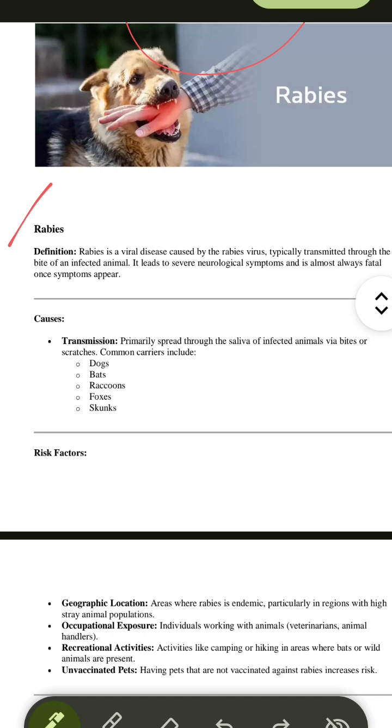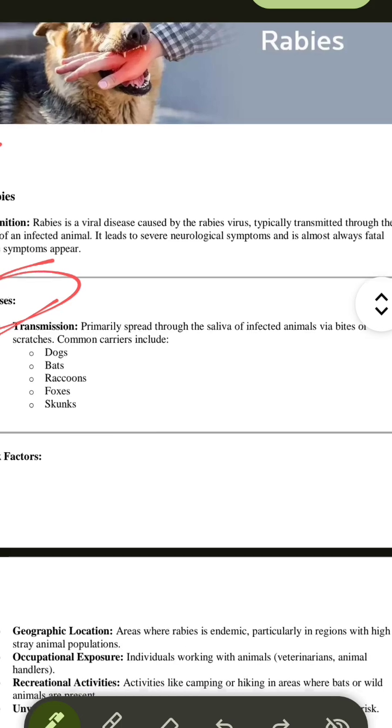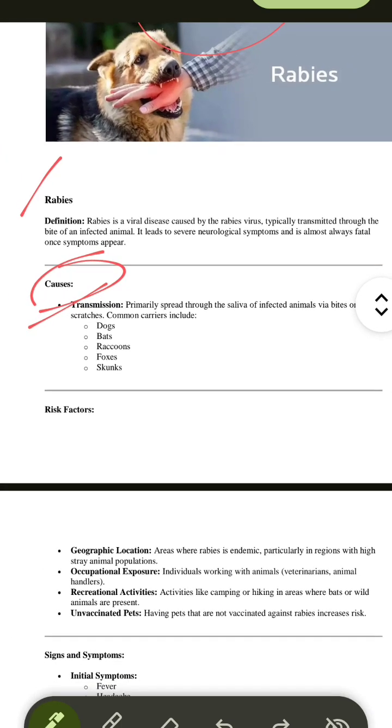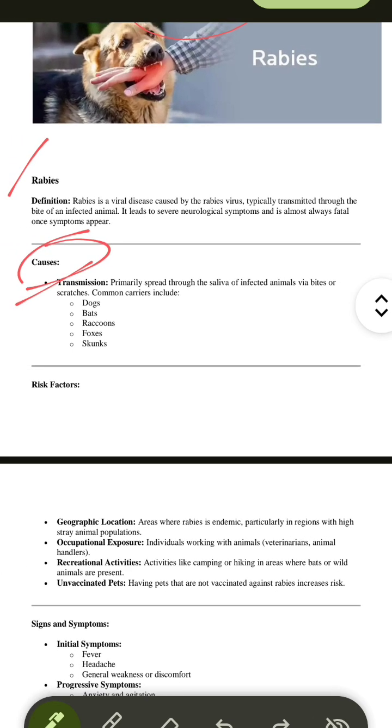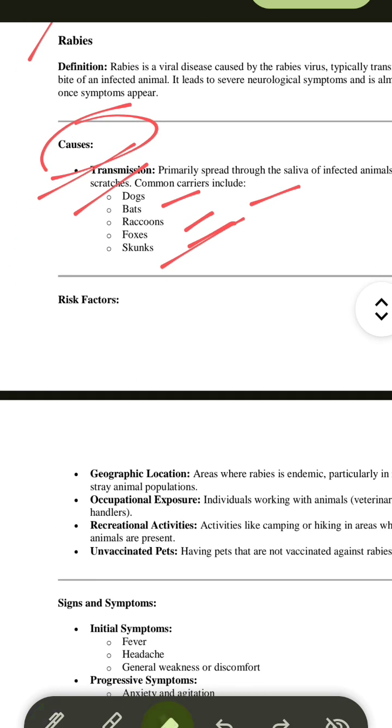Next we'll see the causes. The main cause is the rabies virus. Here we can see transmission: it primarily spreads through the saliva of infected animals, by the bite of the animals or a scratch. Common carriers include dogs, bats, raccoons, foxes, and skunks. So these are the causes of rabies.